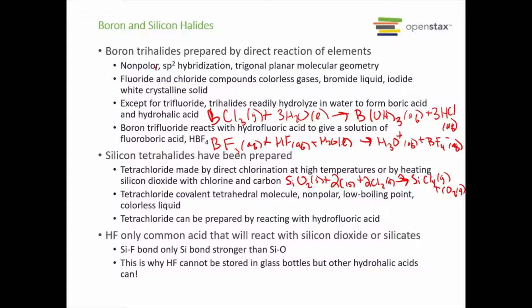And so the silicon tetrachloride is a covalent tetrahedral molecule. It's nonpolar, has a lower boiling point, and is a colorless liquid. You can also prepare it by reacting with hydrofluoric acid. So we can take our silicon dioxide also and react it with hydrofluoric acid, HF. And this will give us silicon, oh, that should be tetrafluoride, not tetrachloride. Sorry. So that gives us SiF4 plus 2 waters.